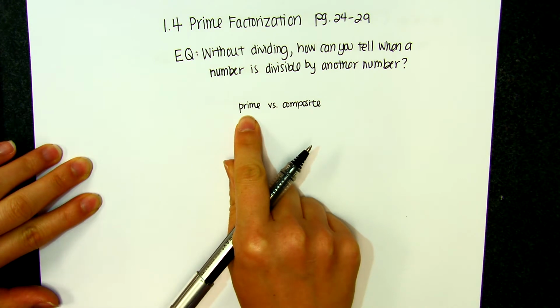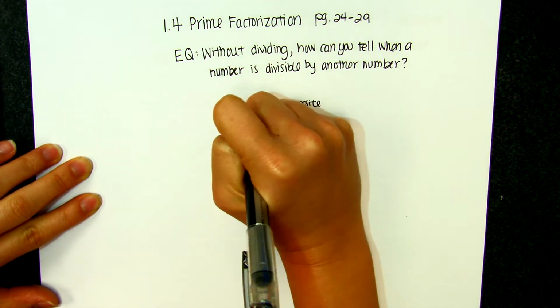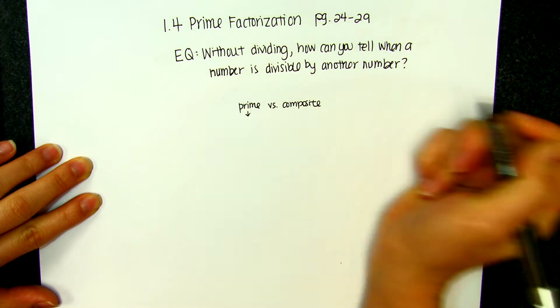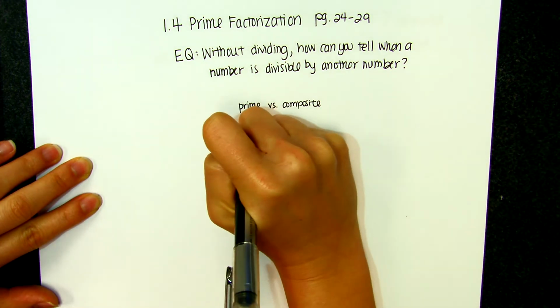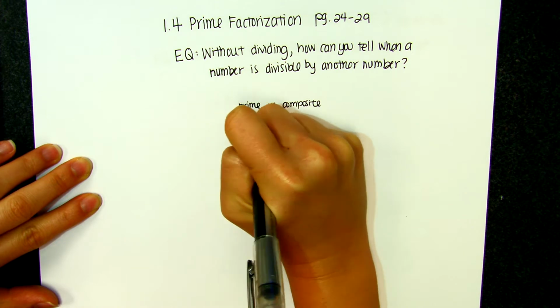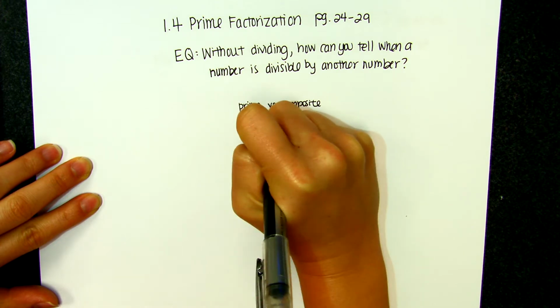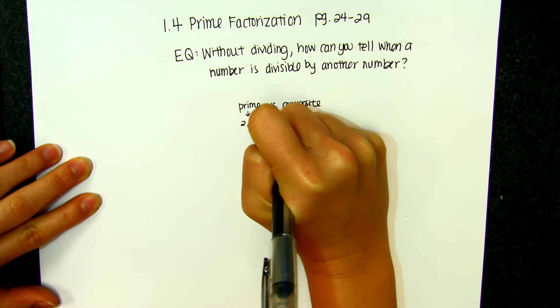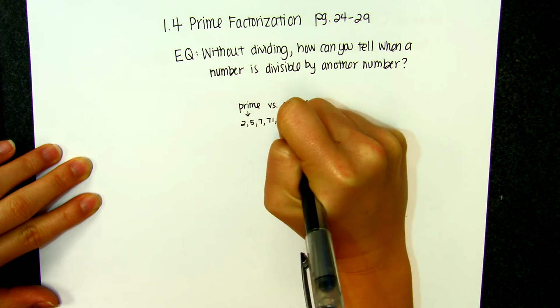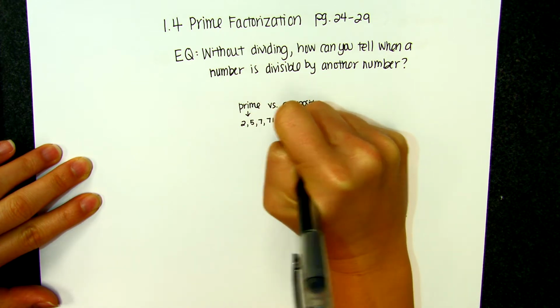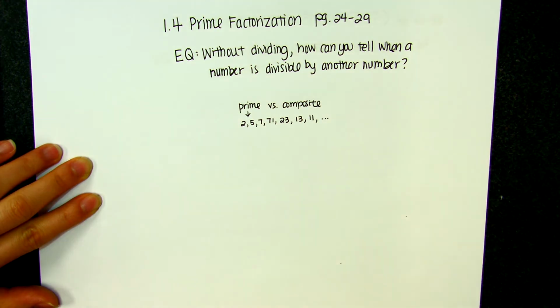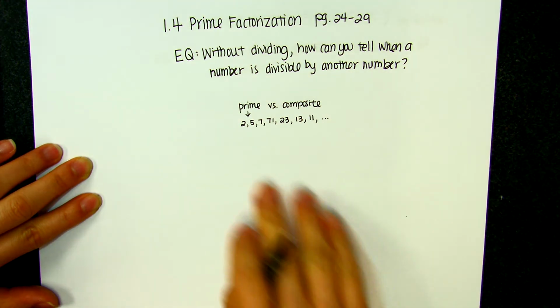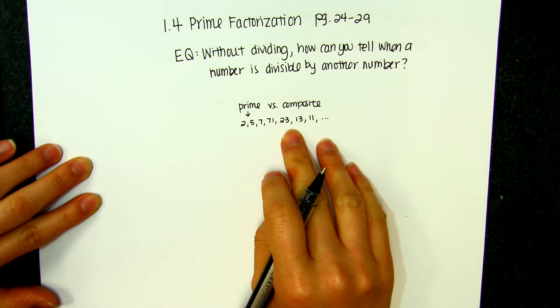Okay, and some examples of prime numbers, which we discussed in class, and these are not all of them, just some of them: 2, 5, 7, 17, 23, 13, 11, and so on and so forth. Okay. And composite numbers are other numbers besides these prime numbers.